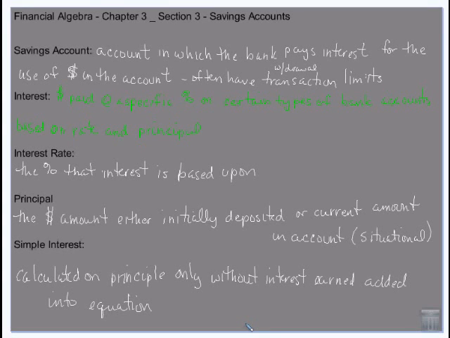A savings account. Savings accounts always pay interest. We talked about checking accounts, and some checking accounts do, some don't. Savings accounts always do. The reason they pay interest is that when you're putting money in savings, the idea is that you're not going to be spending it. It's going to be sitting in there for a long time and accumulating. That's what a savings account is really for.